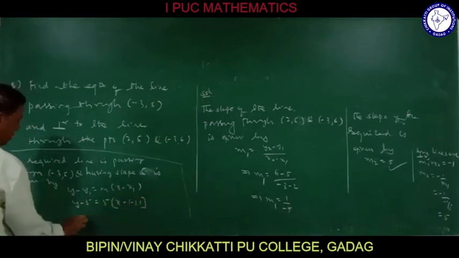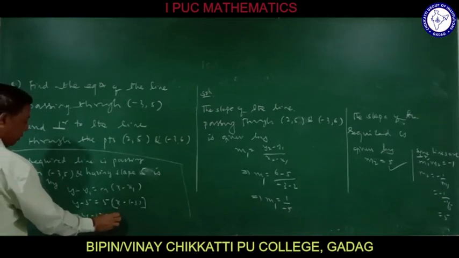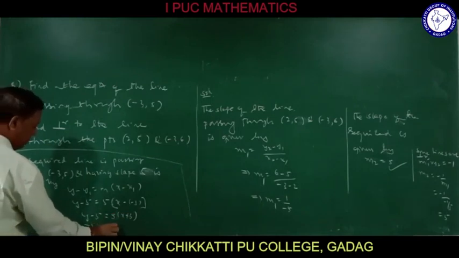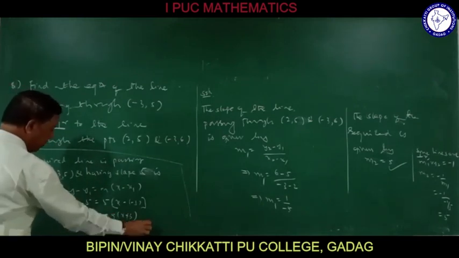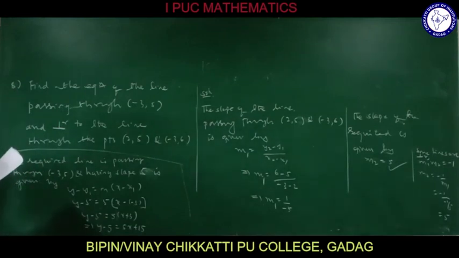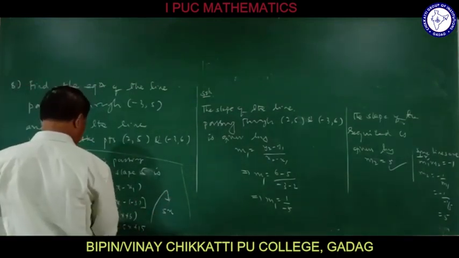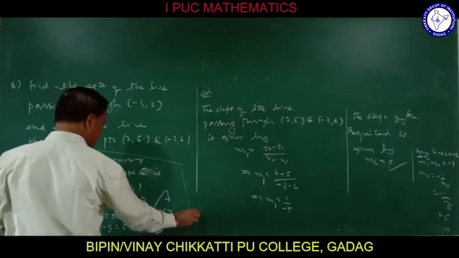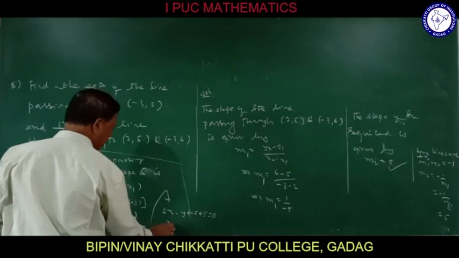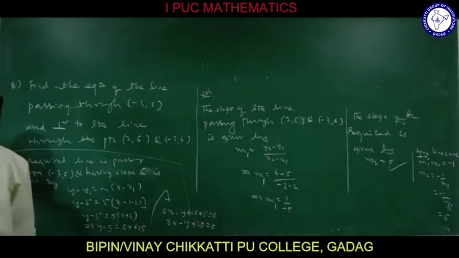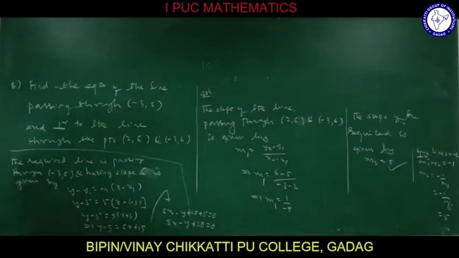So you can see y minus 5 is equal to 5 into bracket x plus 3. So y minus 5 is equal to 5x plus 15. Now you write this once again as 5x minus y plus 15 plus 5 equal to 0, that is 5x minus y plus 20 equal to 0. And this is the way how we find the equation of the required line.